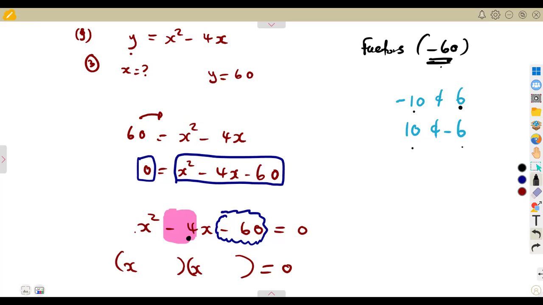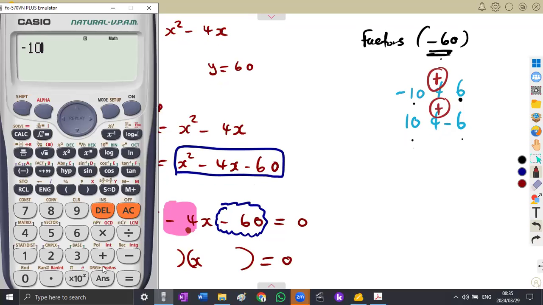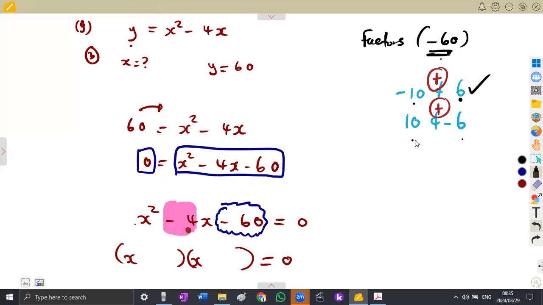But the condition is when I add this, where am I going to have a negative 4, and not a positive 4? Okay, that's a minus 10 and a 6. So you can even prove it with your calculator, guys. On your calculator, negative 10 plus 6, that's a minus 4. So this is exactly what we want.